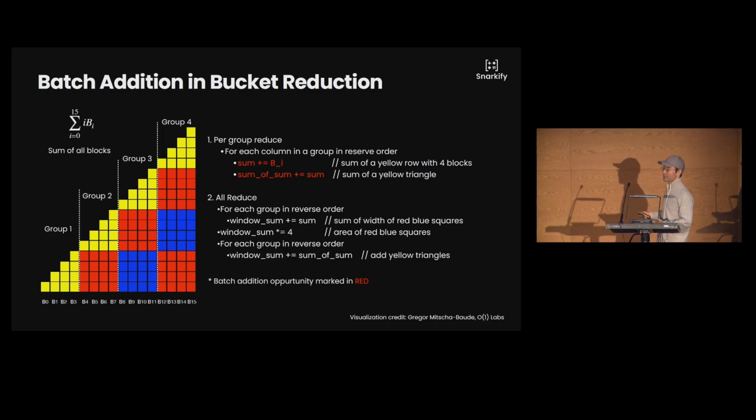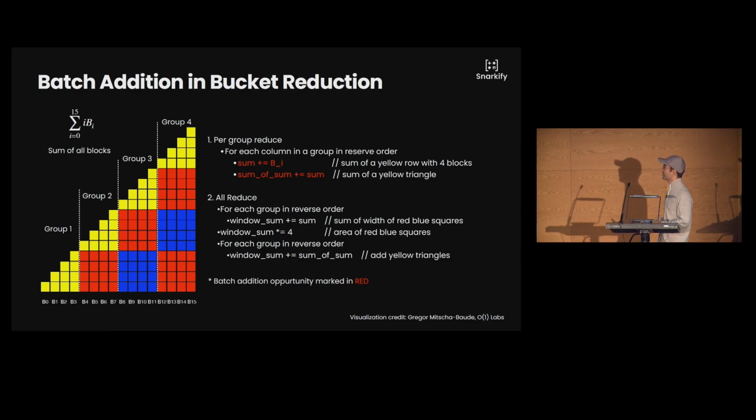Here I'm giving an example of group size 4. Each of the groups is independent, and we can calculate the additions in parallel. First of all, we can calculate the sum of each bucket. Then we calculate the sum of the sums. At the end of this iteration, you get this yellow area stored in the sum of sums.